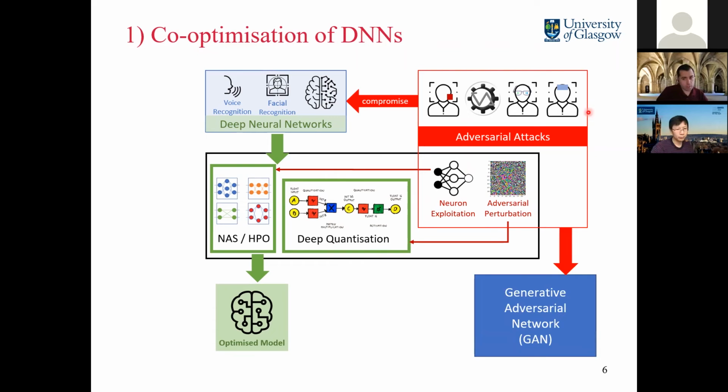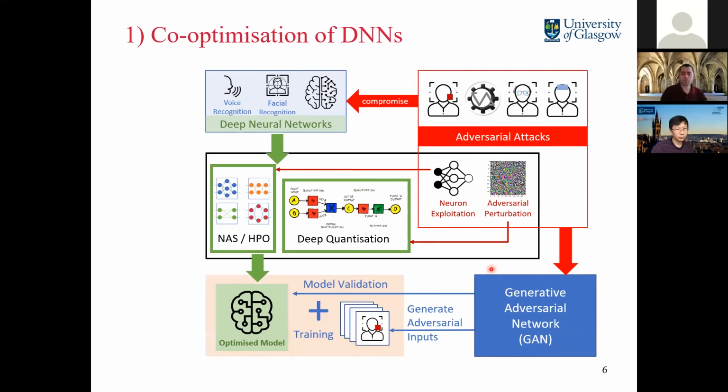In addition to that, given a few examples of attacks, we can also generate more examples of these adversarial attacks. How? We have thought to use GANs, generative adversarial networks, in order to provide more and more examples, and then retrain and validate our optimized model with these examples in order to increase the robustness of the system. And as you can imagine, this process needs to be continuous. So we have a loop here where we keep updating and optimizing and deploying the model. That's the first step.